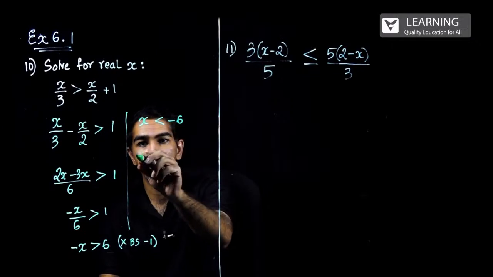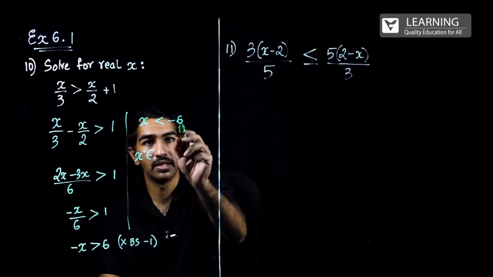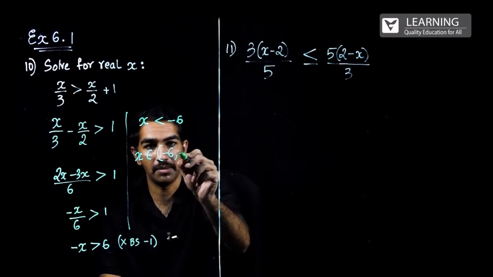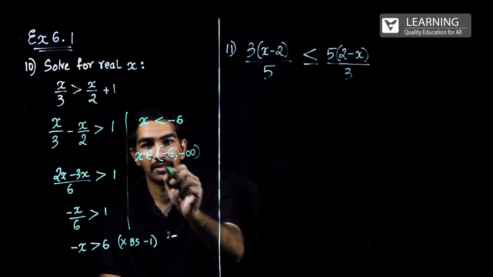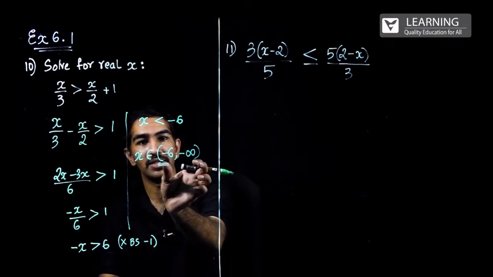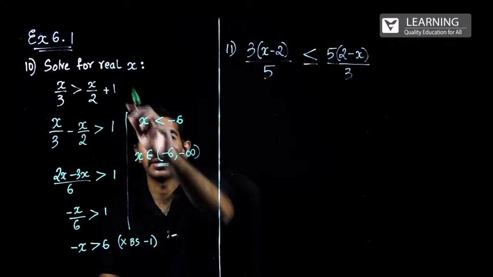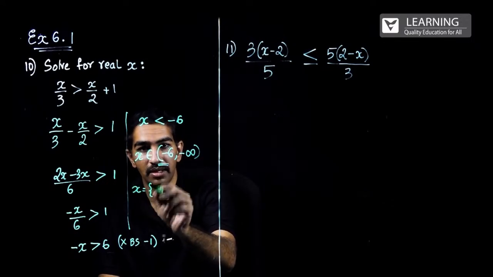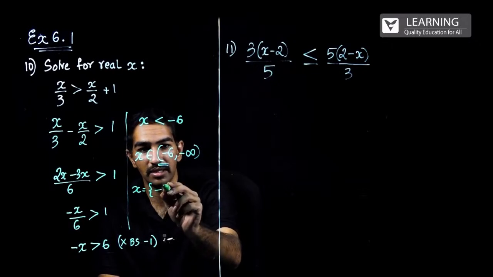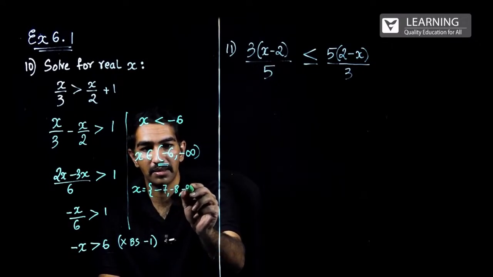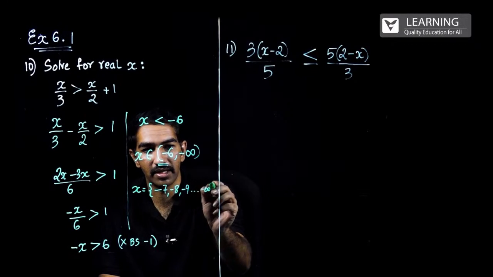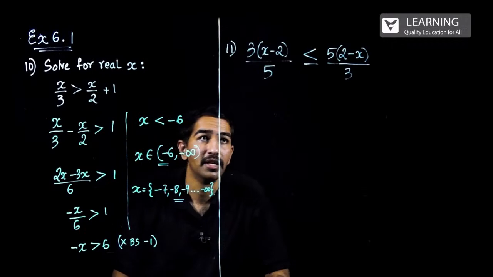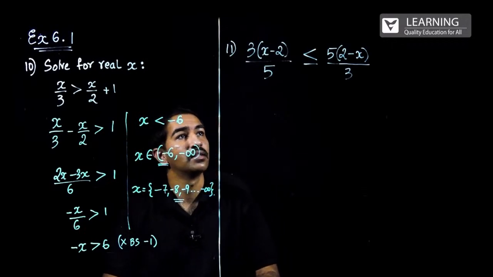So how do we write this? x belongs to (-∞, -6), with the curved bracket open. So these are the values of x in real form. When x is a real number, this can also be written like this: x is less than minus 6, that is nothing but minus 7, minus 8, minus 9, until minus infinity. So this is the value of x. Understood? Moving on to the next question, number 11.